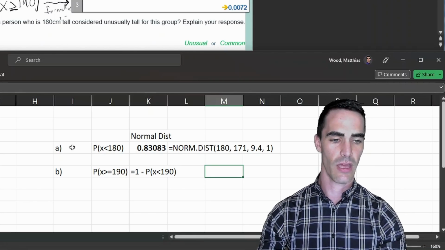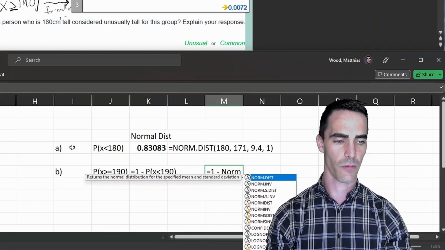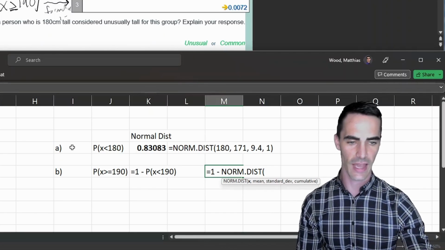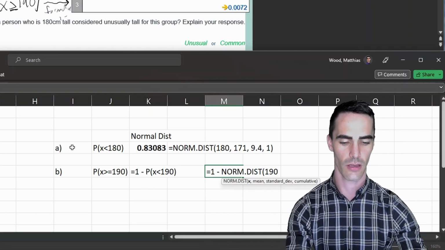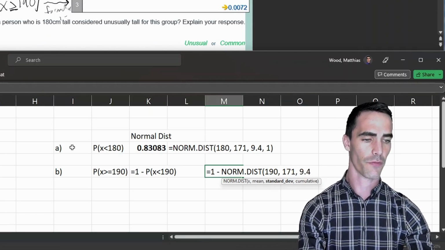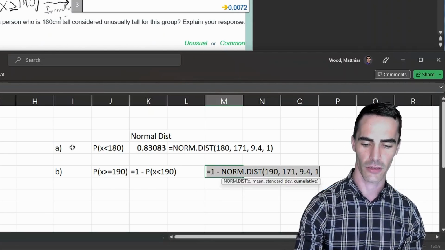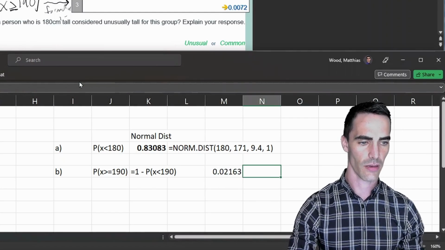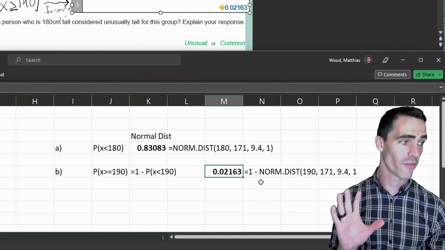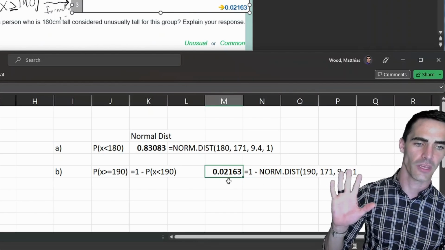So I would type it as equals 1 minus NORM.DIST. And then I need the x value we're interested in. In this case, it's 190. Mean, same as before, 171. Standard deviation, 9.4. And then lastly, cumulative, you betcha. Ooh, we're almost out of space here. Let me copy and paste it. So there we go, we have our probability. If I slide it out of the way, you can see what we typed in there. Again, anytime you see greater than, think 1 minus.